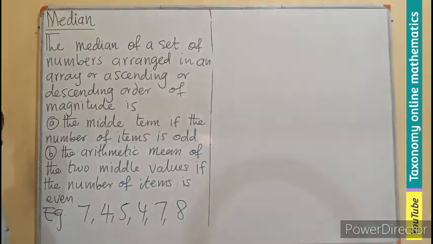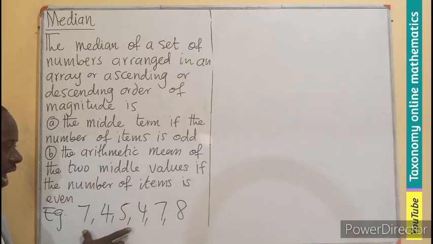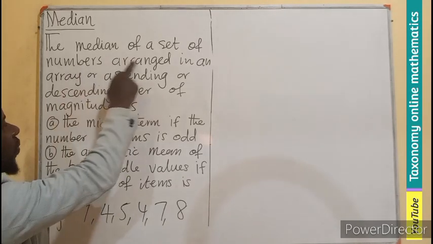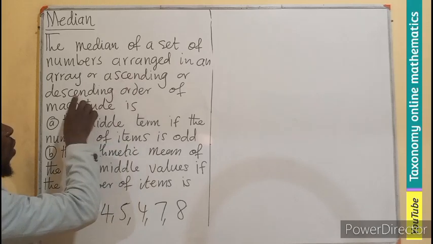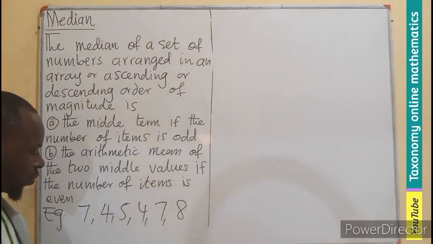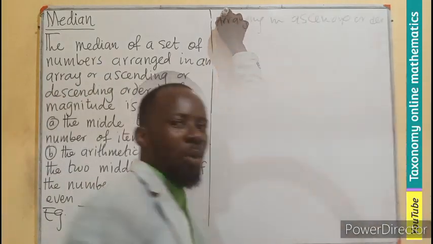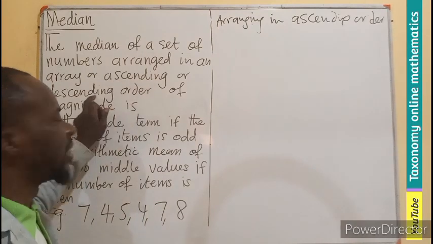This is the data given to us to find the median. It could be the ages of students or pupils in class 2. If you have this, for us to be able to find the median of this data, the question says that the median is found when the data is arranged in either ascending order or descending order. So, straightforward, we are going to arrange. I'll be arranging in ascending order. You will choose to either use ascending or descending.